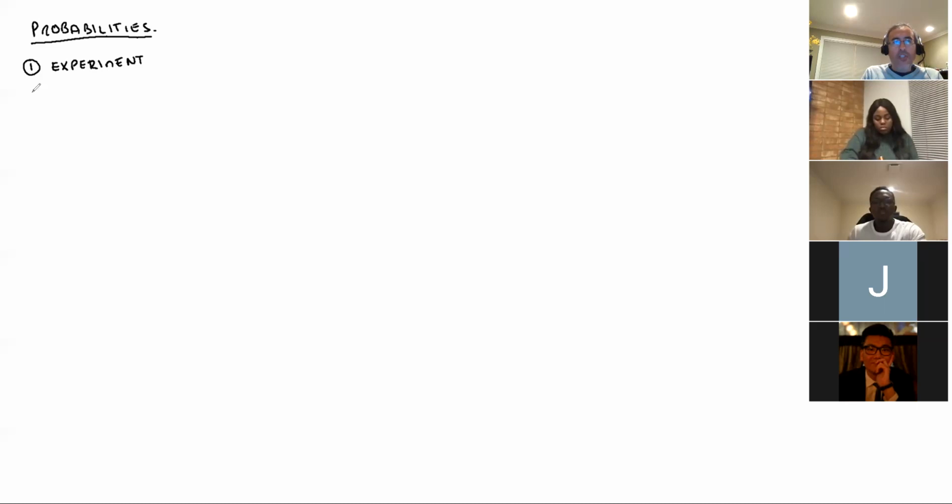Okay? Now, the sample space simply represents all the possible outcomes that you can have from a given experiment. Okay, I will do one example. Then we have events that are simply subsets of the sample space. So let's call this SS, and let's call this E, event. Correct? So sample space is all the possible outcomes of a given experiment. Events are subsets of sample spaces.